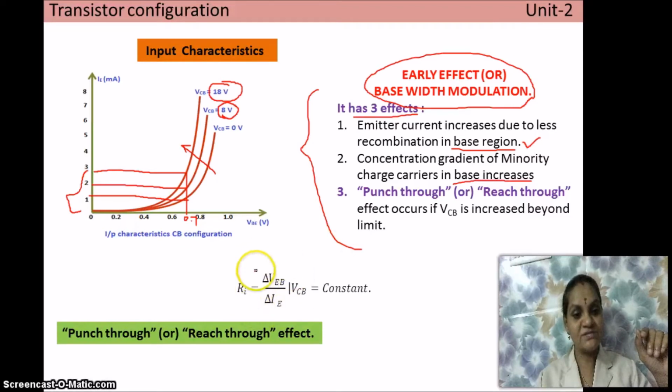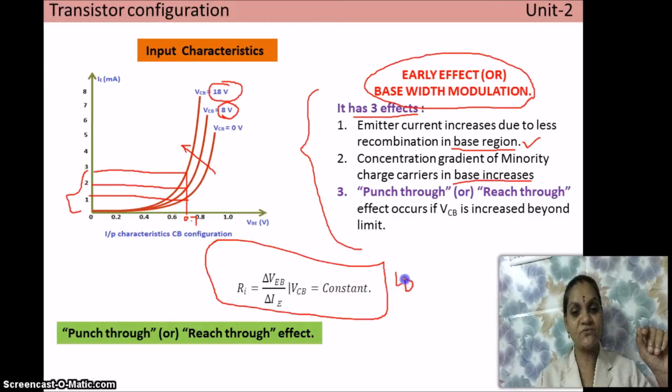And input resistance, you know, is nothing but the change in input voltage over the change in input current at a constant output voltage. This input resistance is of the order of 100 ohms in the case of the common base configuration, which is very low. This is because on the input side we have only the emitter junction. The emitter junction is always forward biased. If it is forward biased, the resistance will be very low, approximately of the order of 100 ohms. So this is the input characteristics. Now we'll see the output characteristics.